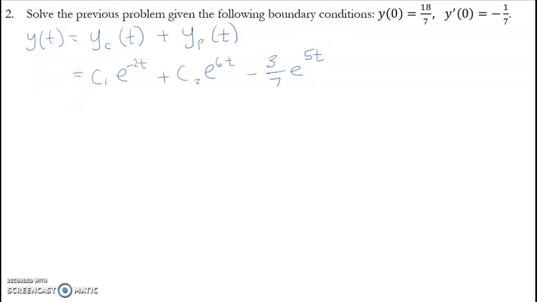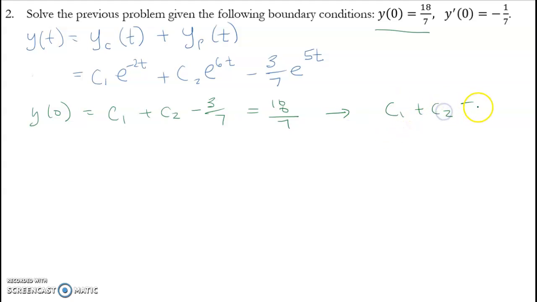All right, so let's plug in 0 to this. So we have y of 0. This gives us C1 plus C2 minus 3 over 7, which equals 18 over 7. So we have C1 plus C2 equaling positive 21 over 7, which is equivalent to 3.